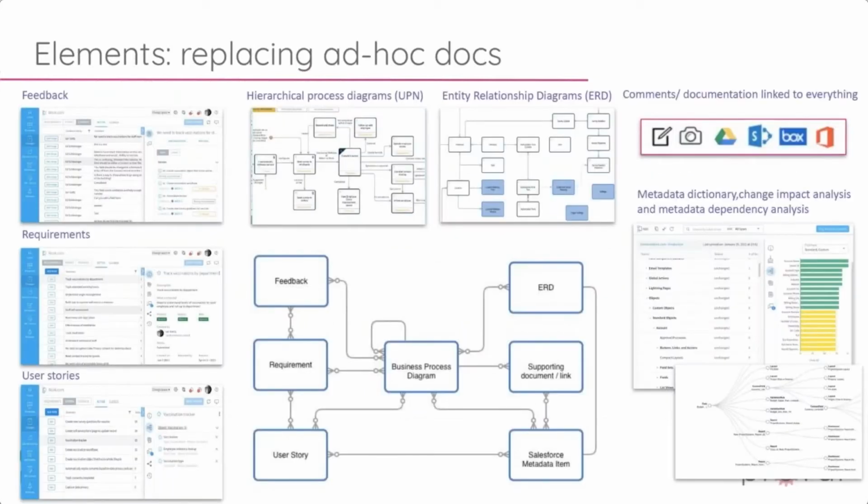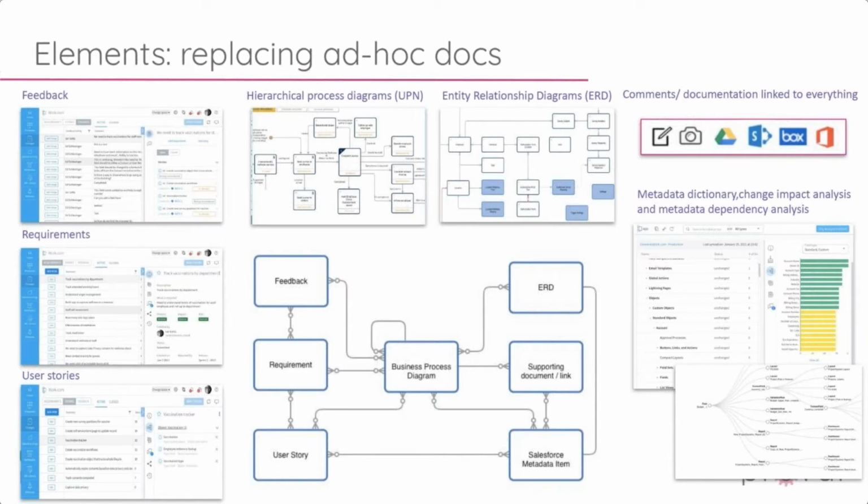This looks like a horrible slide, but it actually identifies all the different documentation that you're likely to capture. All of those would probably are in ad hoc documentation, spreadsheets or Word documents that you have. Elements puts all of those into one database. A list of feedback, a list of requirements, your list of user stories, process maps, entity relationship diagrams, links to all the supporting documentation, and then a metadata dictionary where we pull all the metadata out and do all the analysis for you. And you can see the relationship diagram in the center.